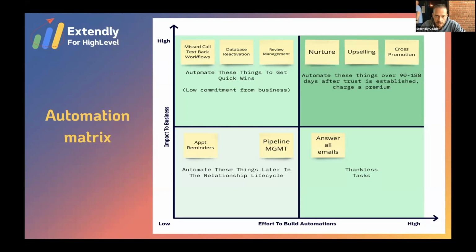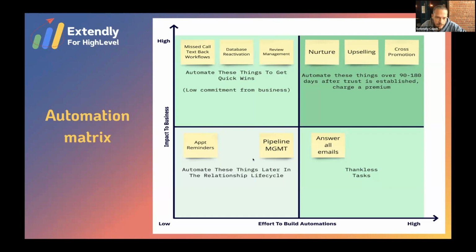So anything that I map in this quadrant, low effort, high impact, those are typically the things I'm trying to do first, early on in the relationship, right after I sign them up. Then you get into a zone where there's always going to be some stuff that they ask you to do, or maybe you want to do, that's not that hard to do, like appointment reminders, getting a pipeline up and running for them.